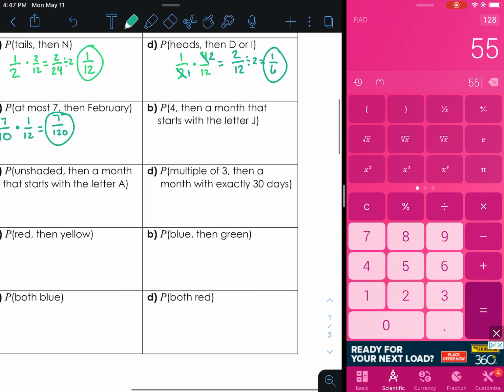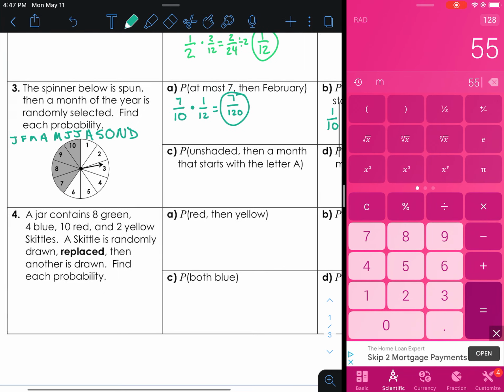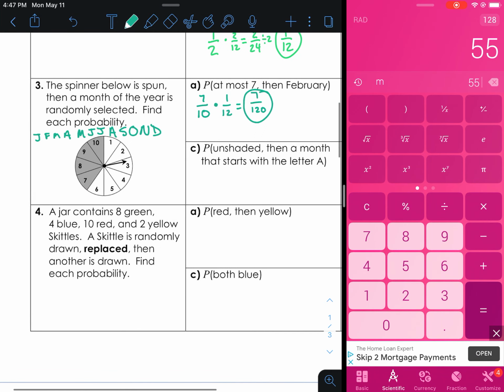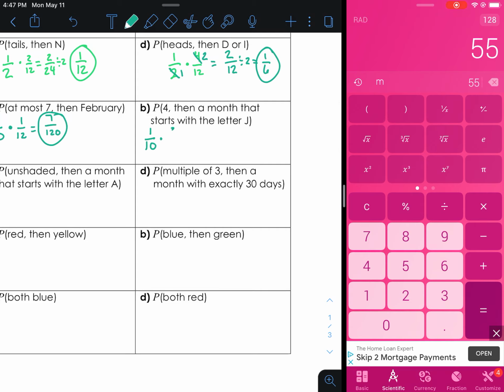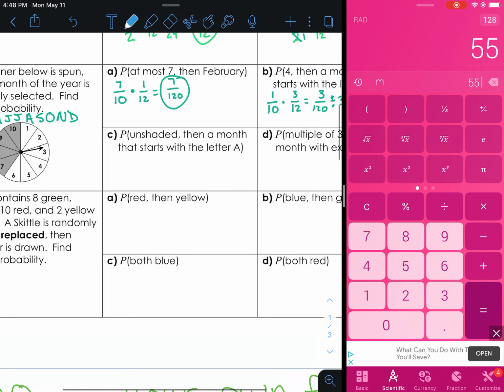All right, so here the probability of spinning a 4 is 1 out of 10. And then a month that starts with the letter J. Well, we have January, we have June, and we have July. So that is 3 out of 12. So we're going to multiply straight across. 1 times 3 is 3. 10 times 12 is 120. Both of these are divisible by 3. And that'll give us 1 out of 40. You also could have reduced 3/12 to 1/4 from the beginning, and that might have made a smaller number for you to deal with, and you can always do that.